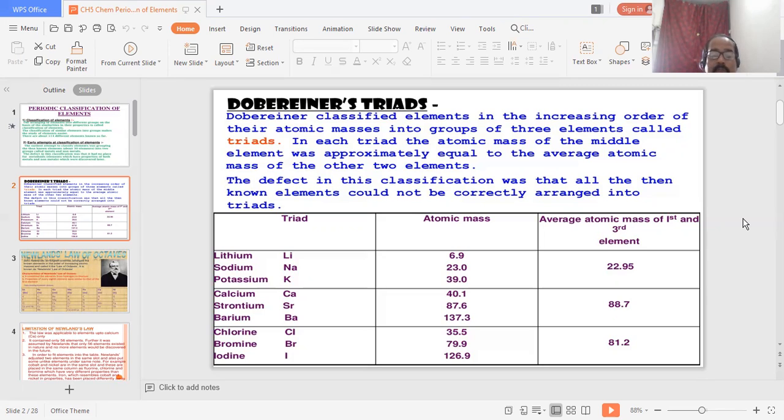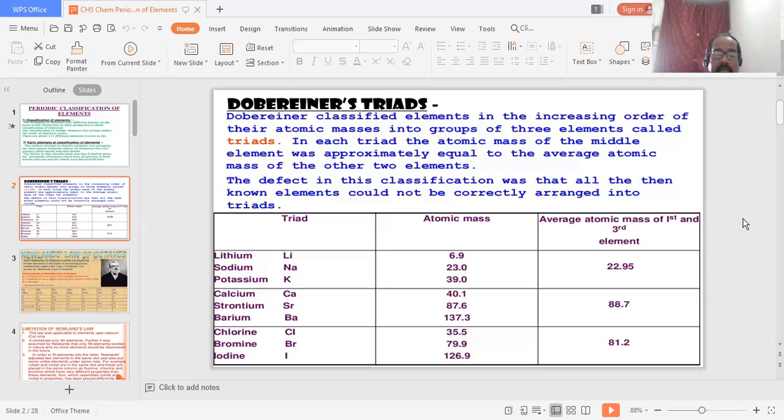That means, suppose he arranged a set and every set has three elements, the first, second, third, that is A, B, C. So the mass values of the first and third are summed and divided by 2, just like we find the average of anything. So in each set ABC, the mass value of element A is added to the mass value of element C and divided by 2.